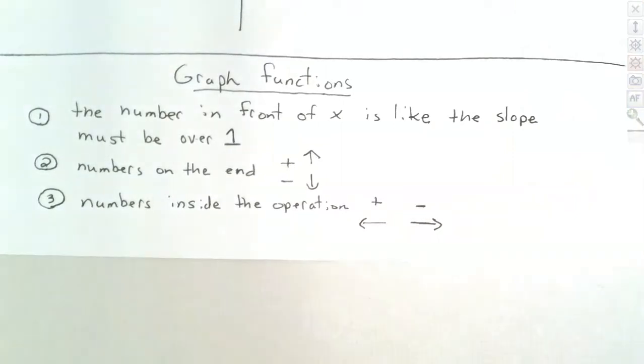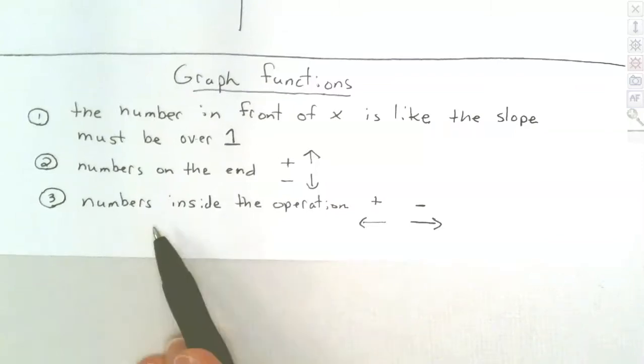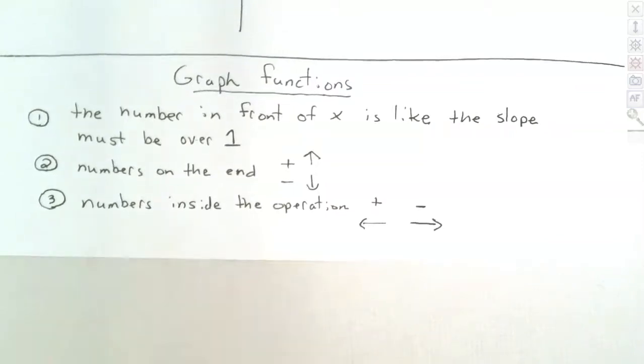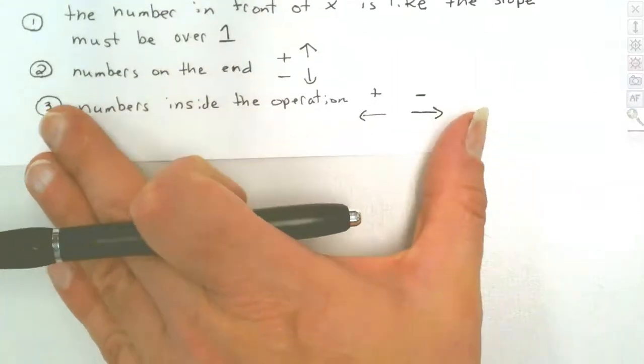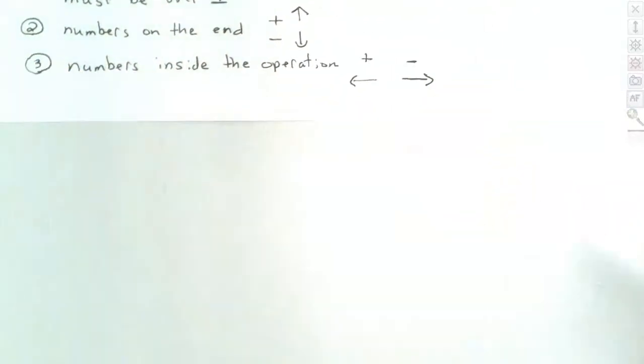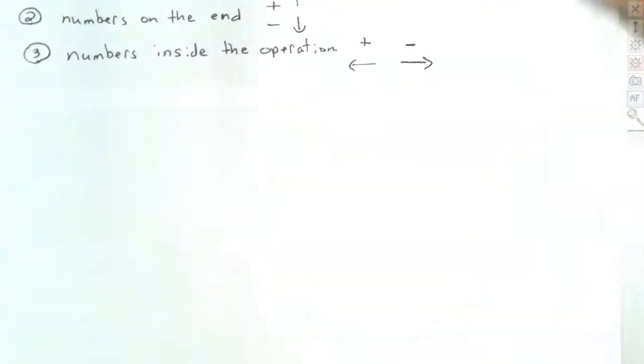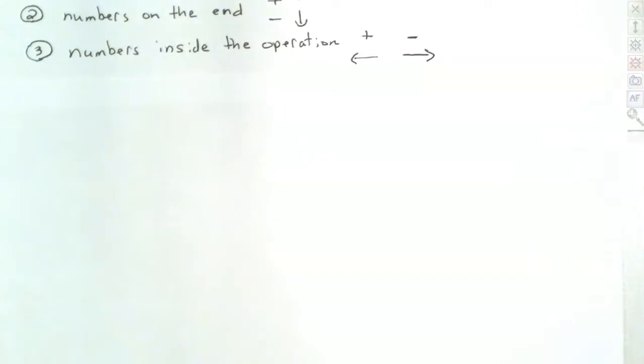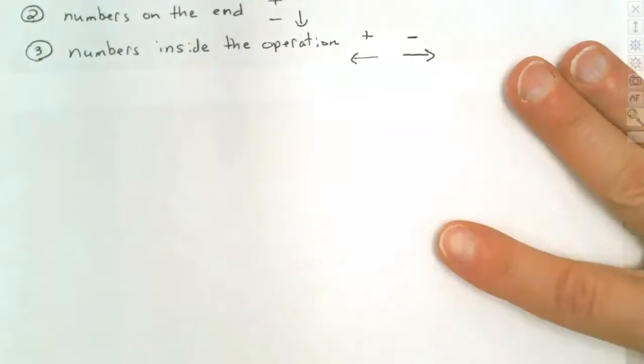So the number in front, that behaves like the slope. Numbers on the end vertically move it up and down. Numbers inside the operation are horizontal. They move it left to right. And that's what we're going to be looking at next. So we'll do a couple of these where we move it up, down, and left and right. This is going to cover all of our translations. Then we'll talk about the greatest integer function, and then we'll move on to the new material in 2.6 today. So let's look at 2 more of these.